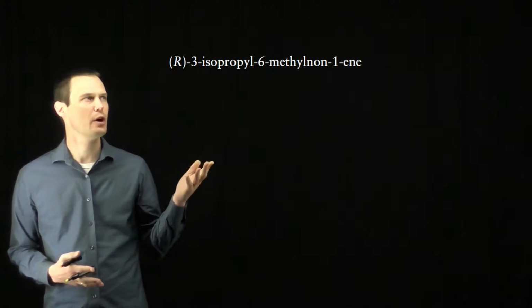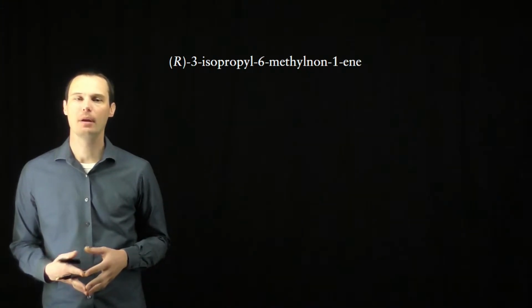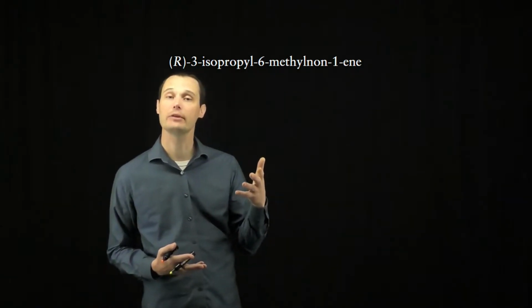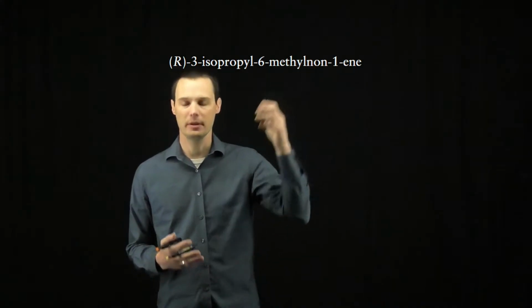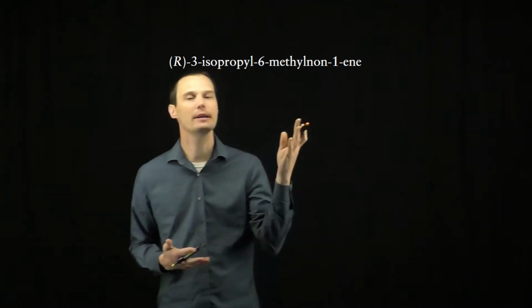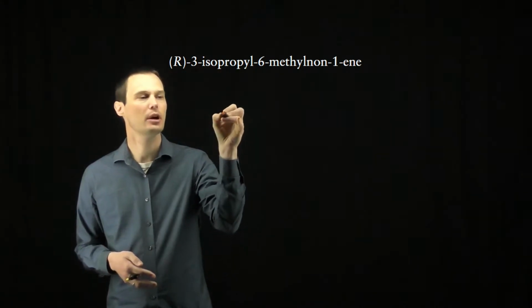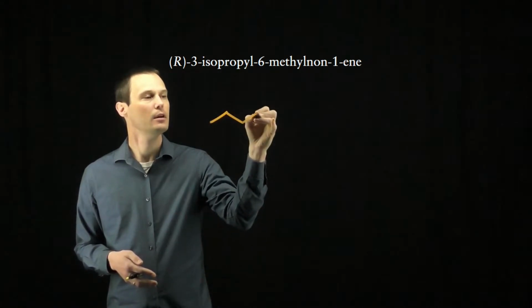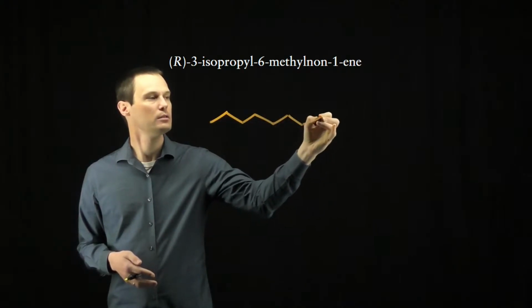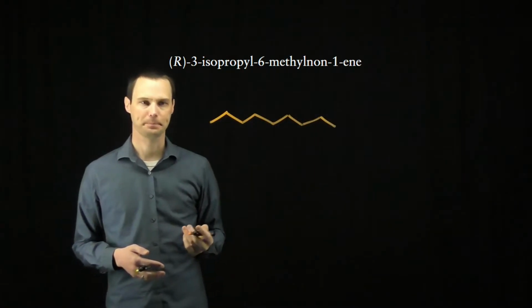This question asks us to draw the structure given the IUPAC name. The first thing that I'll focus on is the parent hydrocarbon for this molecule. I see the syllable NON, which means 9. There are 9 carbons in the parent hydrocarbon. Let's start by drawing in those 9 carbons: 1, 2, 3, 4, 5, 6, 7, 8, 9 carbons in the hydrocarbon.